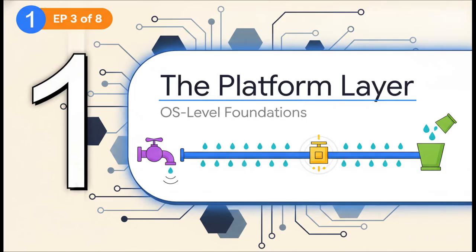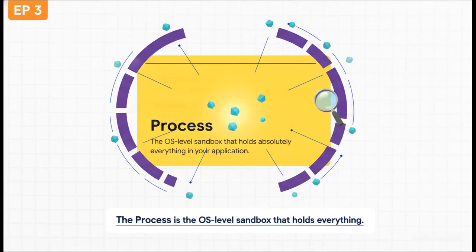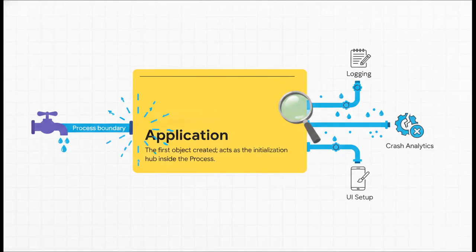OS-level foundations. Here's what nobody tells you on day one. We need to define the foundational boundaries of Android before we put anything on a screen. Your app doesn't start with a screen. It starts with a process. This is the OS-level sandbox. It's the definitive boundary that holds absolutely everything else in your application. Inside that process boundary, the very first object created is the application. Think of it as your initialization hub. It fires off the setup spokes for things like logging and crash analytics before any UI is ever drawn.